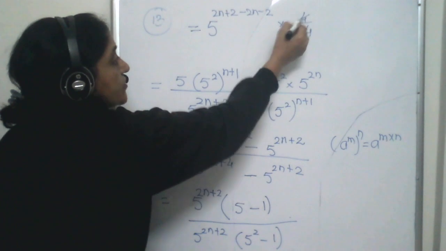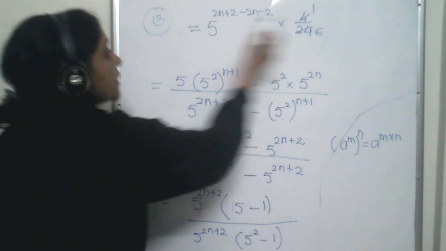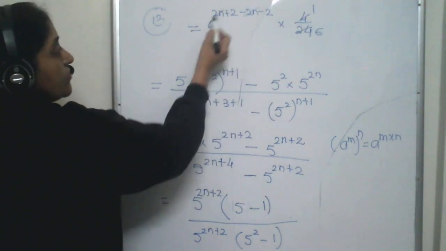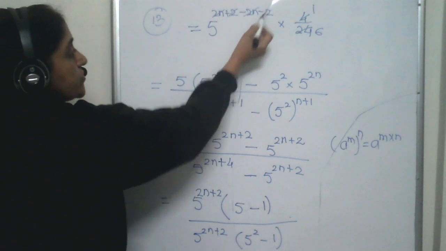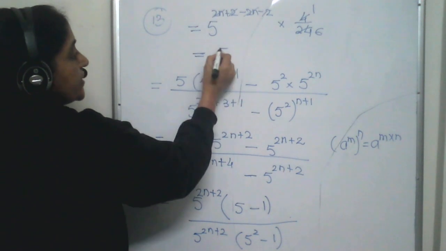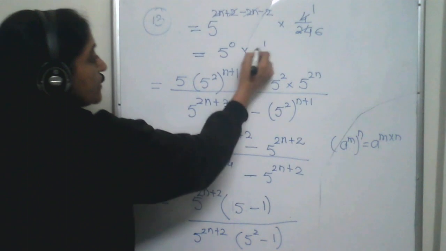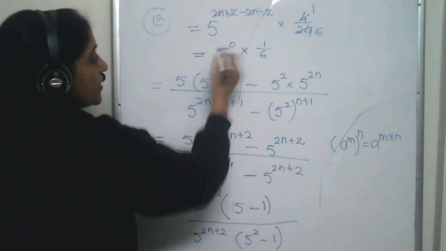Now you very well know that 4 ones are and 4 sixes are. Here negative 2n, positive 2n, positive 2, negative 2. This will be 5 to the power 0 into 1 by 6. What is 5 to the power 0?